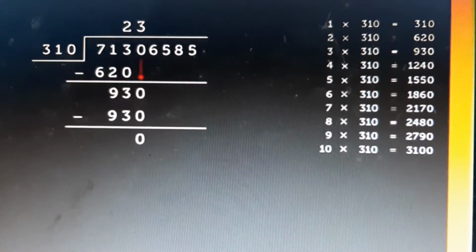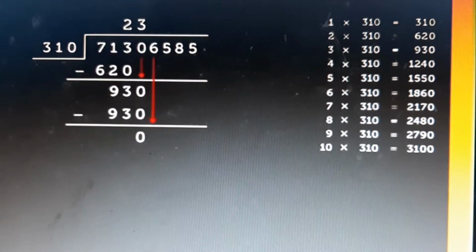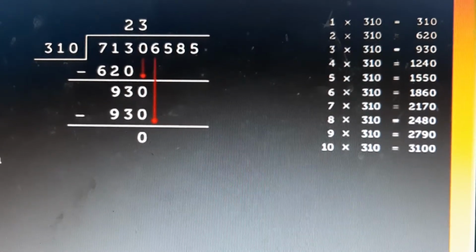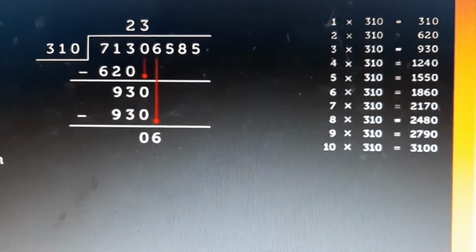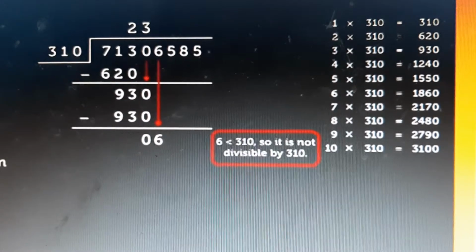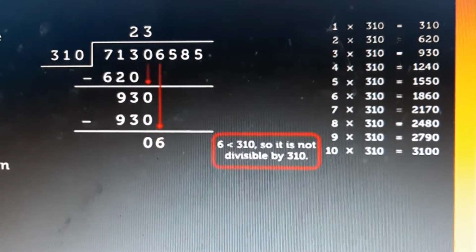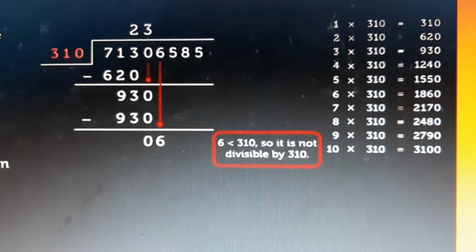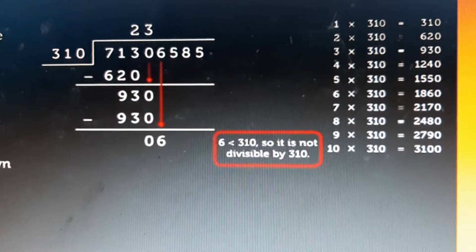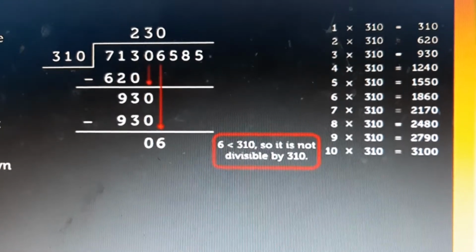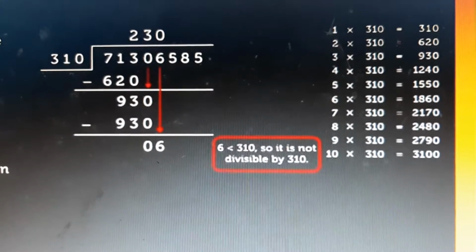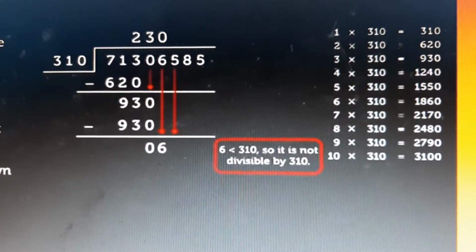So the same condition has come now. Look here. 6 is coming down all the way down. But it is very small. It is smaller than 310. So it will not be enough. We will take the next number. But before that we have to put a 0. Then only you can take down the next number.